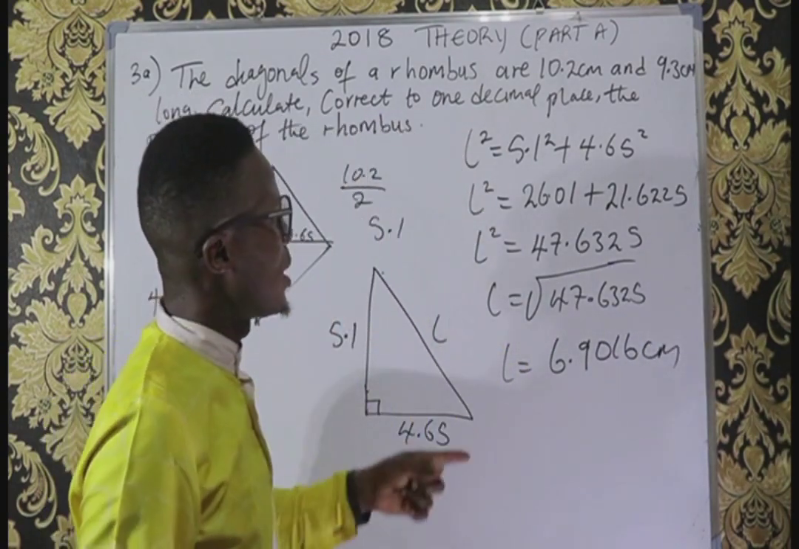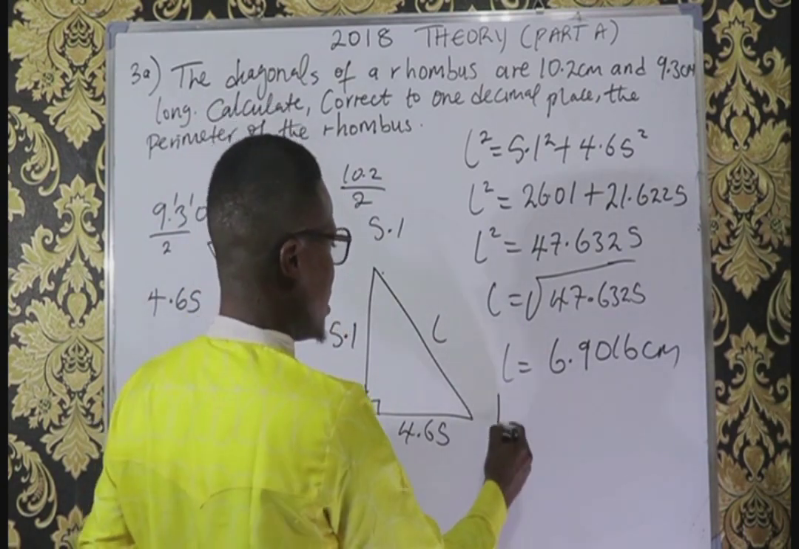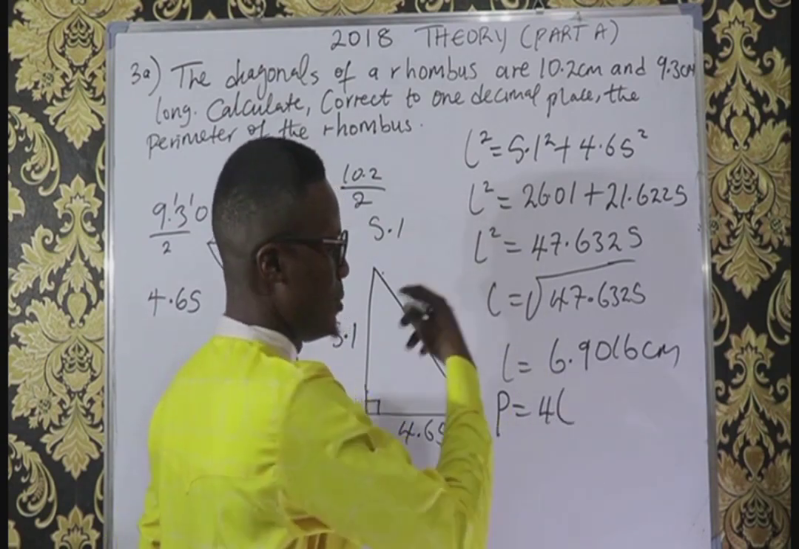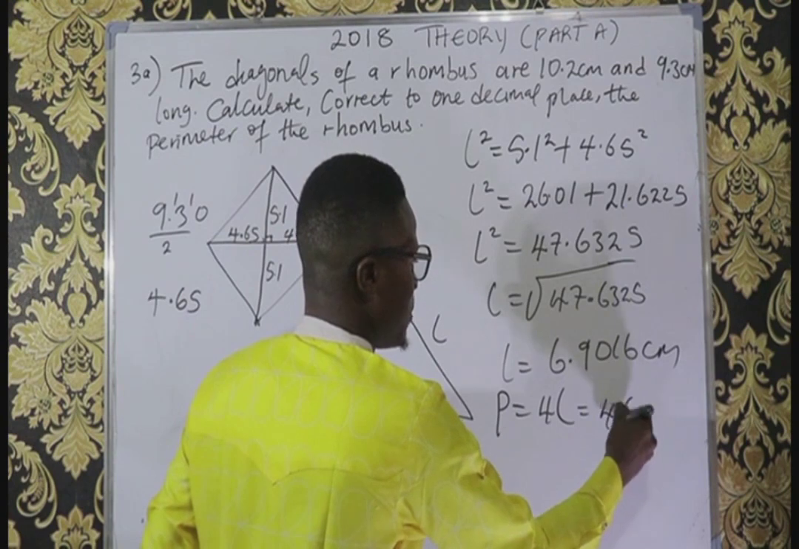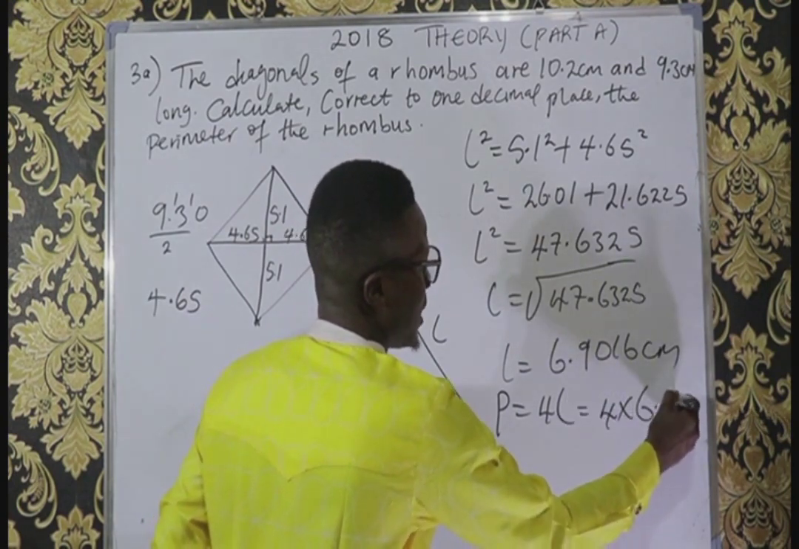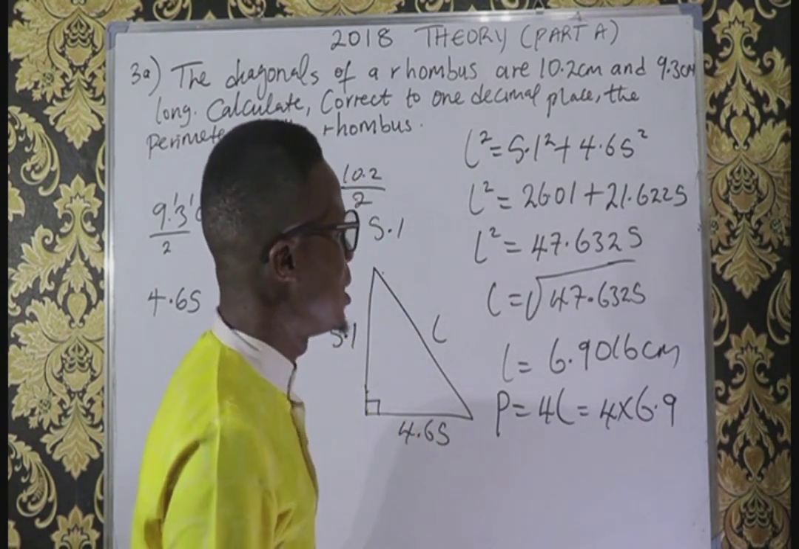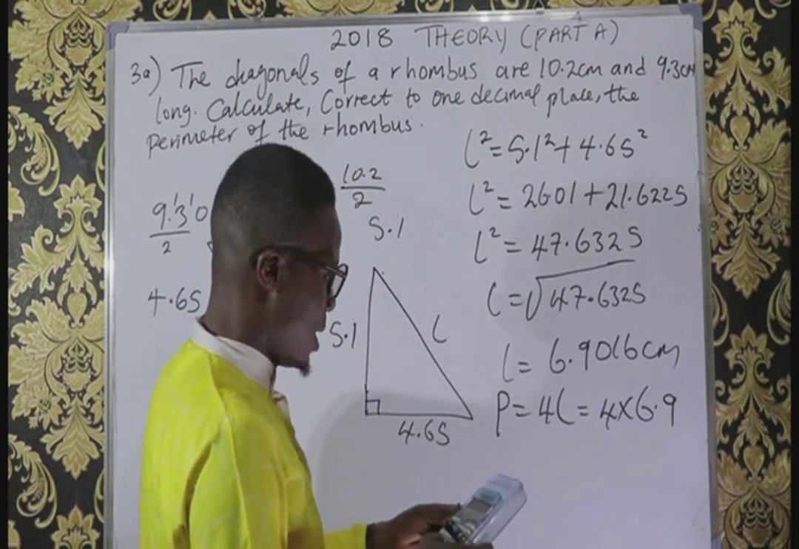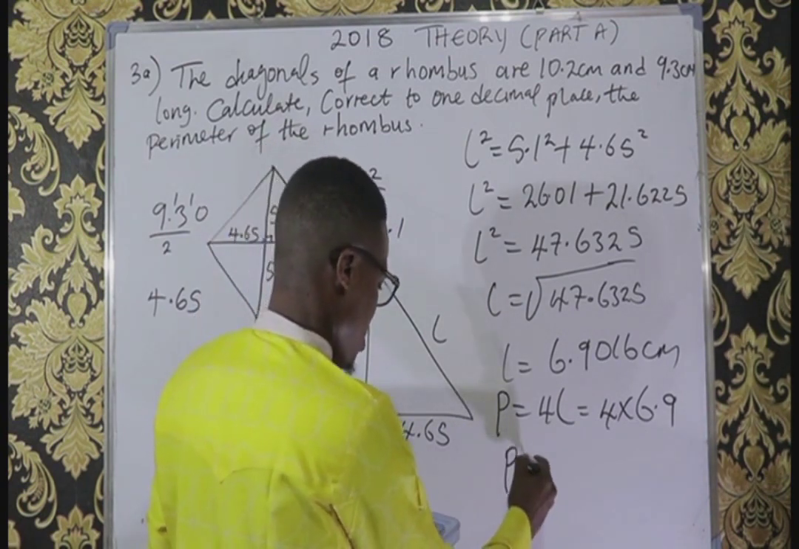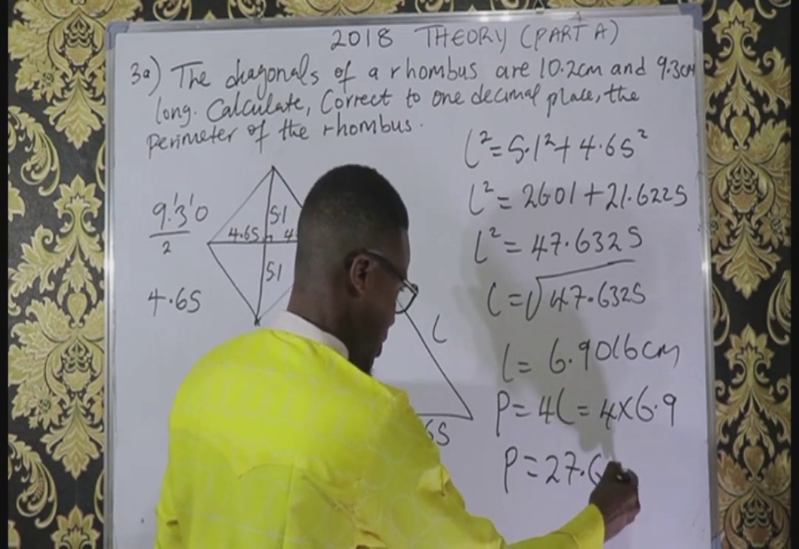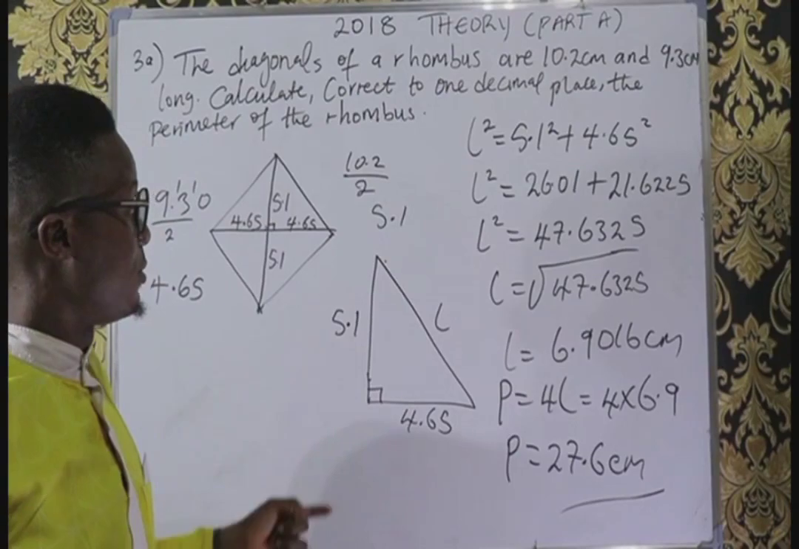But the question says to one decimal place. But before I get to one decimal place, let me get the perimeter. The perimeter is 4L because it has 4 equal sides. So it's going to be 4 multiplied by this value. I can even take 6.9. All these other digits are insignificant, and 6.9 is already at one decimal place. So I will now say 4 times 6.9. When I do that, the perimeter will now be 27.6 centimeter. This is now the perimeter of this particular rhombus.